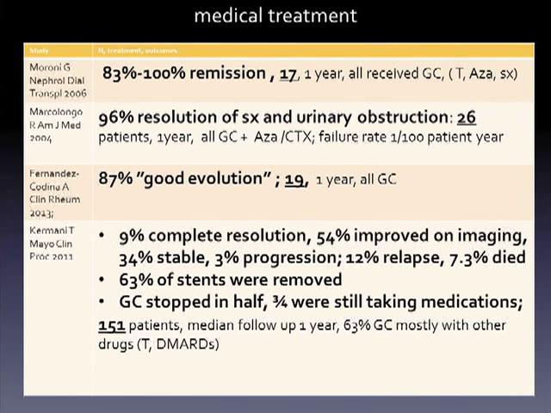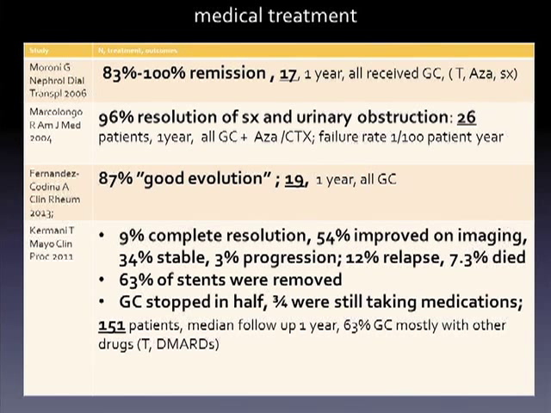This is the largest study that I found. It comes from Mayo Clinic. This was their retroperitoneal fibrosis cohort. And 151 patients had a median follow-up of 1 year. And they presented their treatment data. Nothing here was randomized or standardized, but they had 63 people who were receiving glucocorticoids, most of the time with another drug, either tamoxifen or some other sort of DMARD.